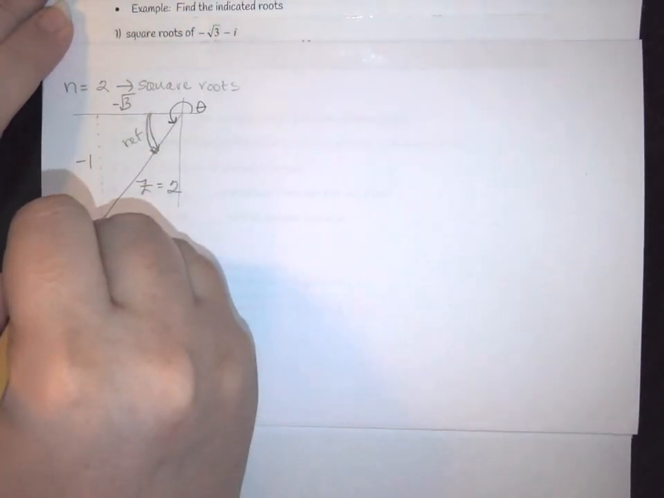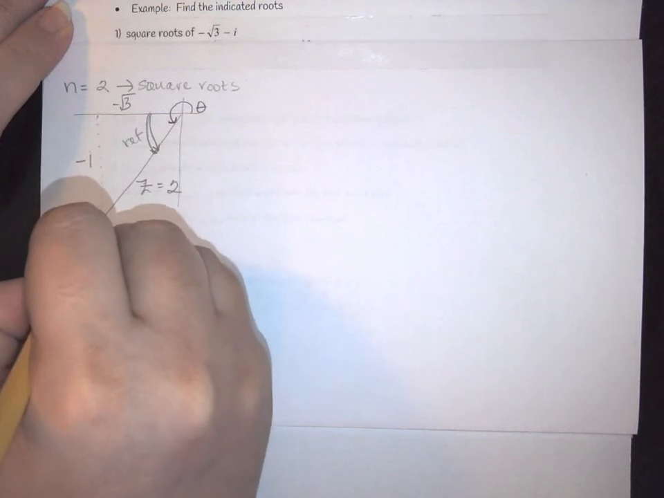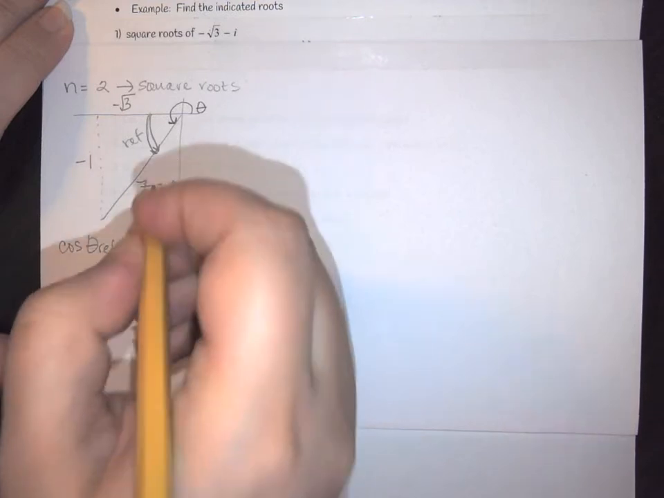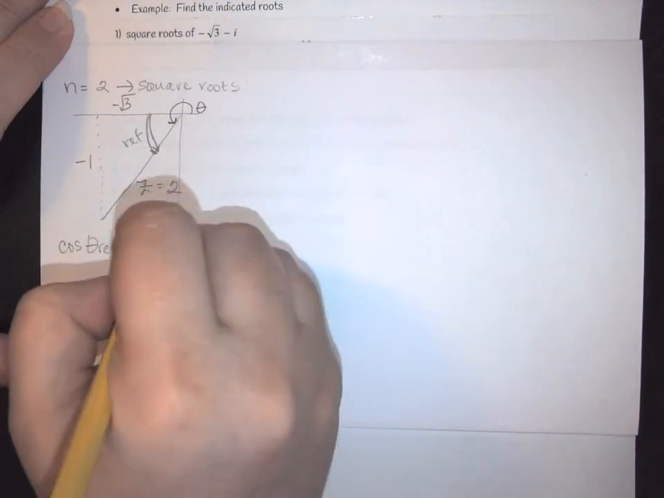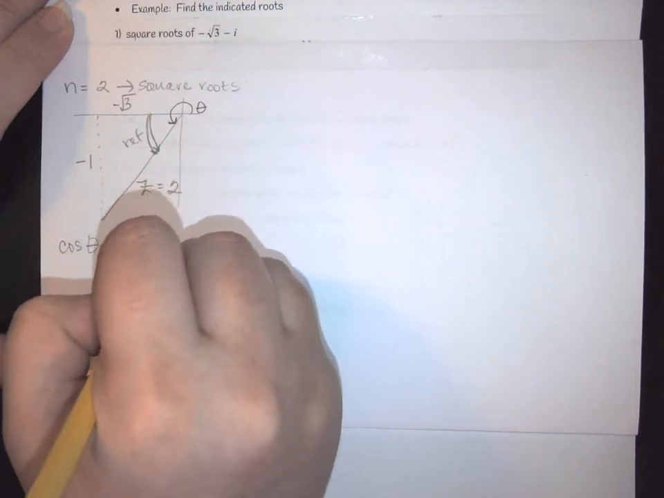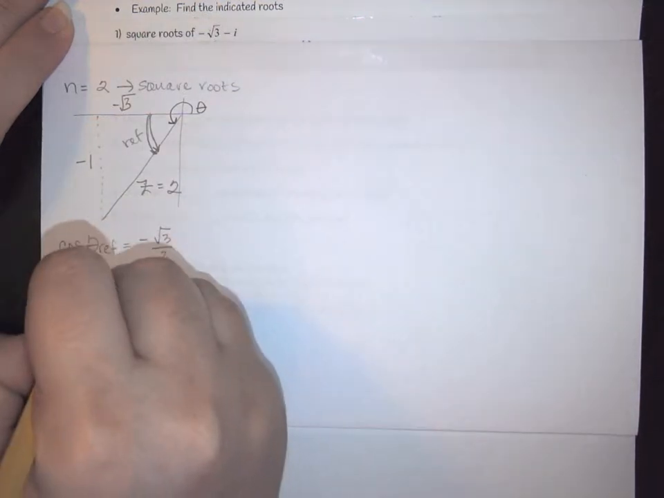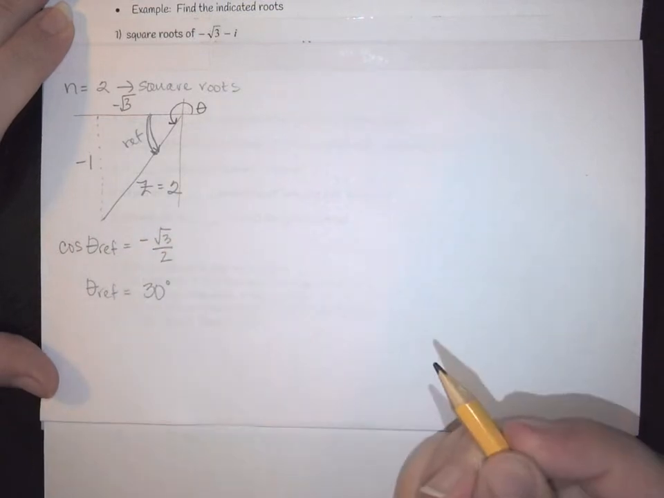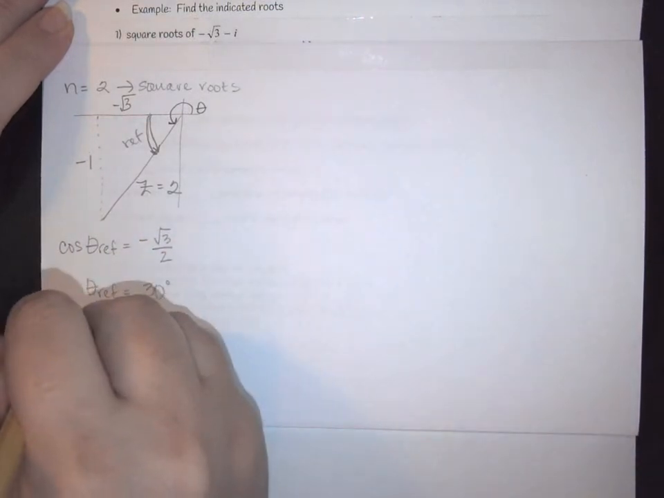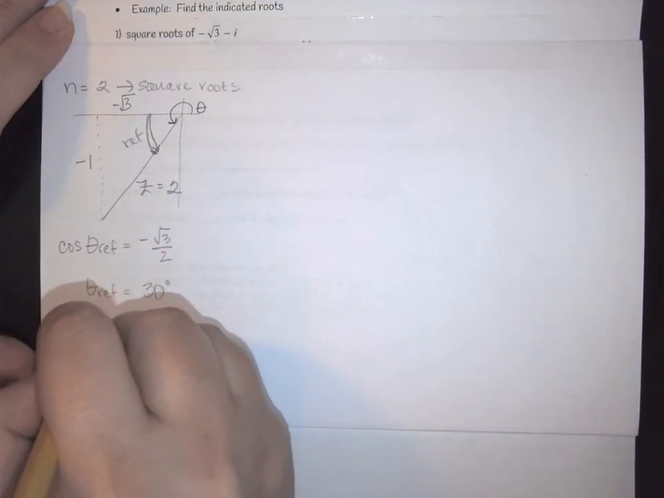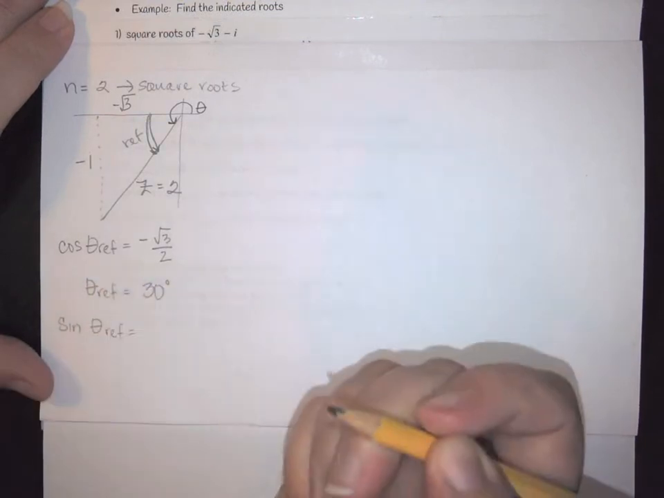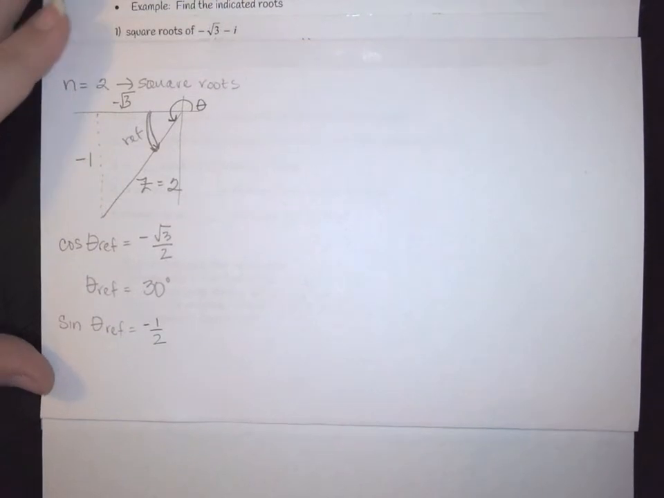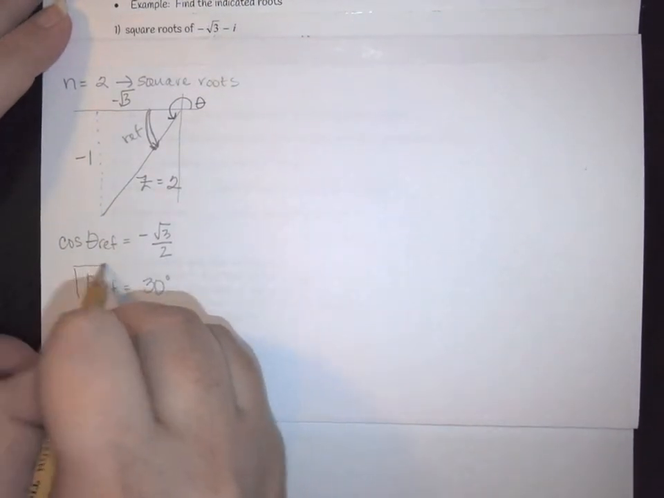So here we've got, say, the cosine of my angle of reference is going to be negative square root of 3 over 2. So that tells us that your angle of reference is equal to 30 degrees. Okay. You can check it by looking at the other angle, meaning if we take the sine, we would have negative 1 over 2, which we also know to be 30 degrees. So this is that reference angle piece that we have.